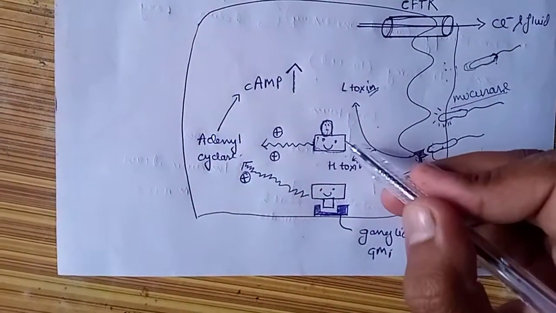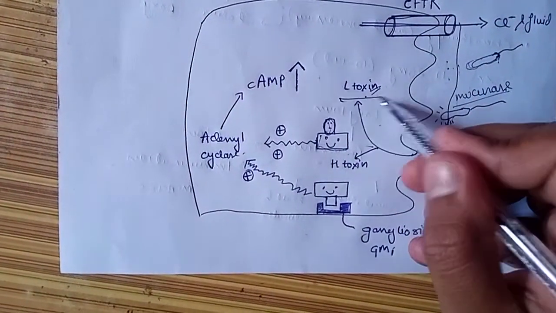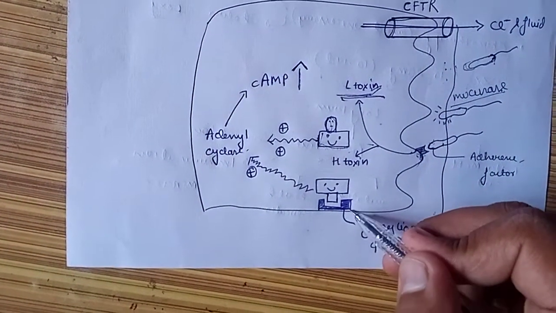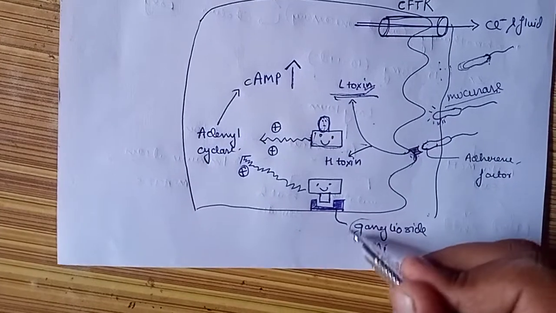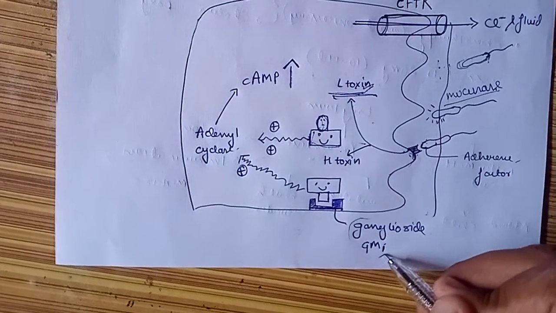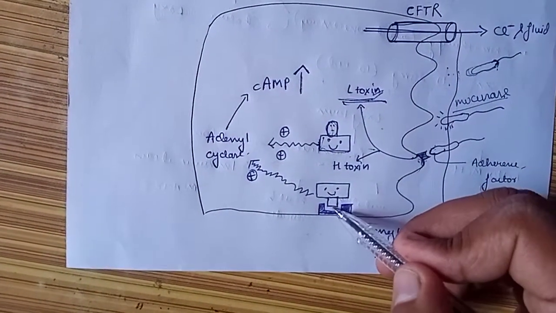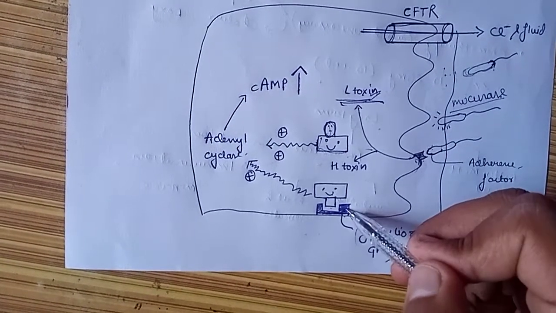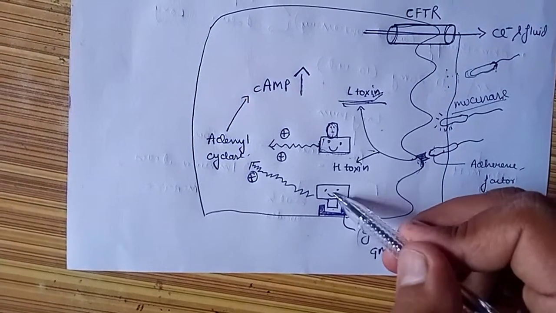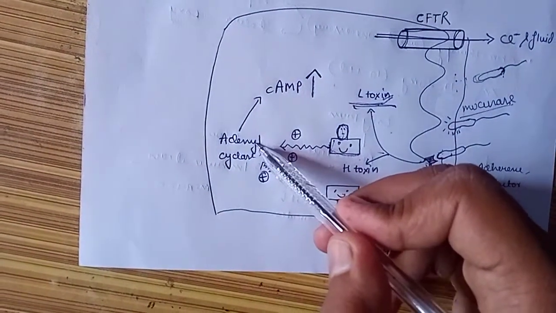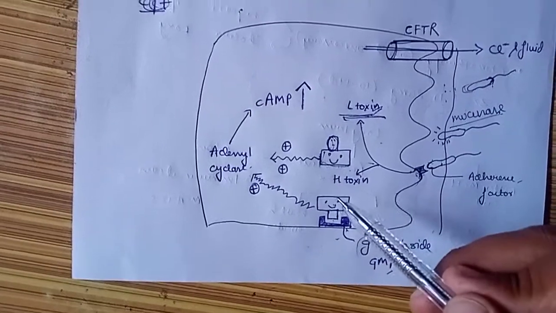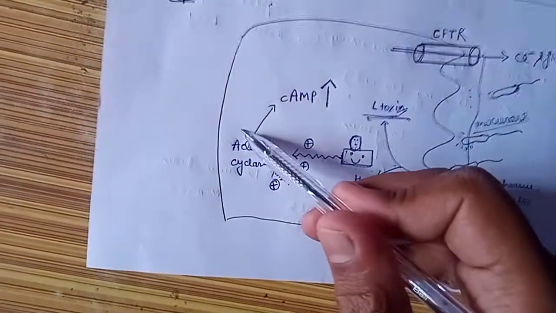So what happens is that this L toxin has a function: it binds to a receptor in the intestinal cell that is known as ganglioside, that is GM1. So L toxin binds to a ganglioside receptor over the intestinal cell, and then H toxin activates adenyl cyclase. So, binding of L toxin to ganglioside and H toxin activating the adenyl cyclase.